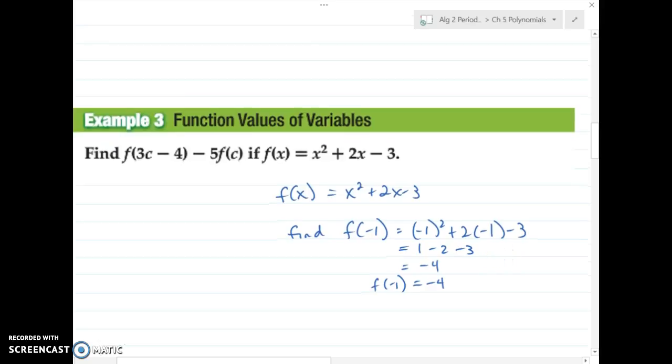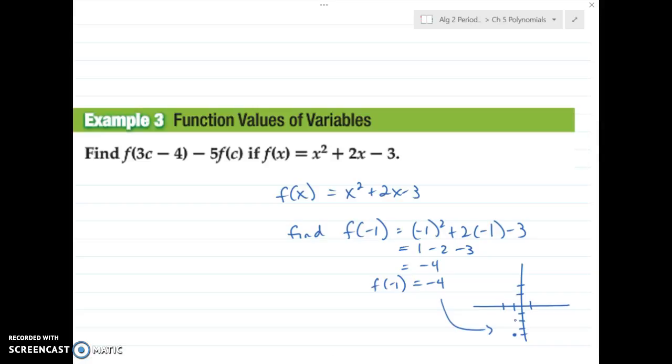So that means the value of the function, if we graphed it, if you go over -1, you would have to go down 4 to be on the graph. That's what that says right there. We don't know much else yet. Unless you thought about it, you could figure out more. But we do know that.